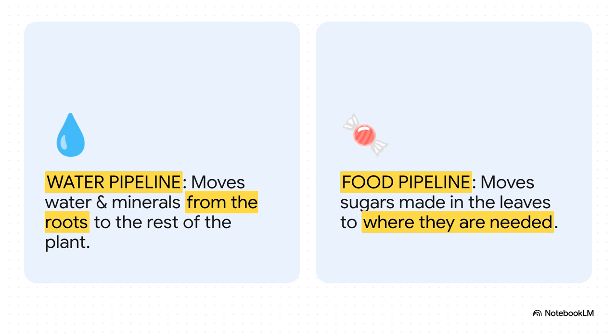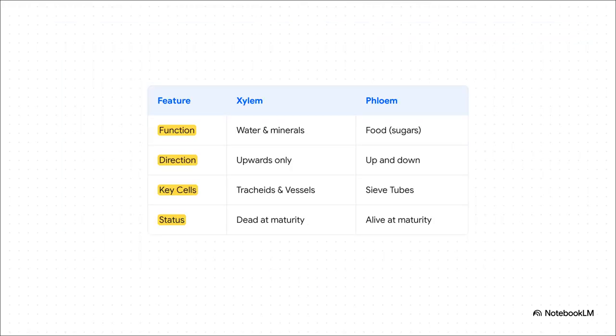One pipeline is completely dedicated to moving water and minerals up from the soil. The other one is for distributing food, those sugars from photosynthesis, to all the parts of the plant that need energy. These two pipelines are called the xylem and the phloem, and they operate in completely different ways. It's actually fascinating when you compare them.